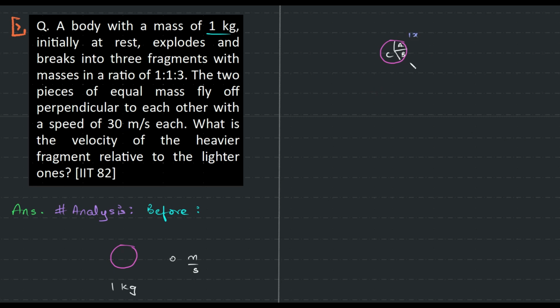So 1x, 2x. Actually, I can do the math over here. So guys, this is 5 parts. 1 kg divided into 5 parts is 1/5 of a kg. And this also will be 1/5 of a kg. And this will be 3/5 of a kg. That's it.